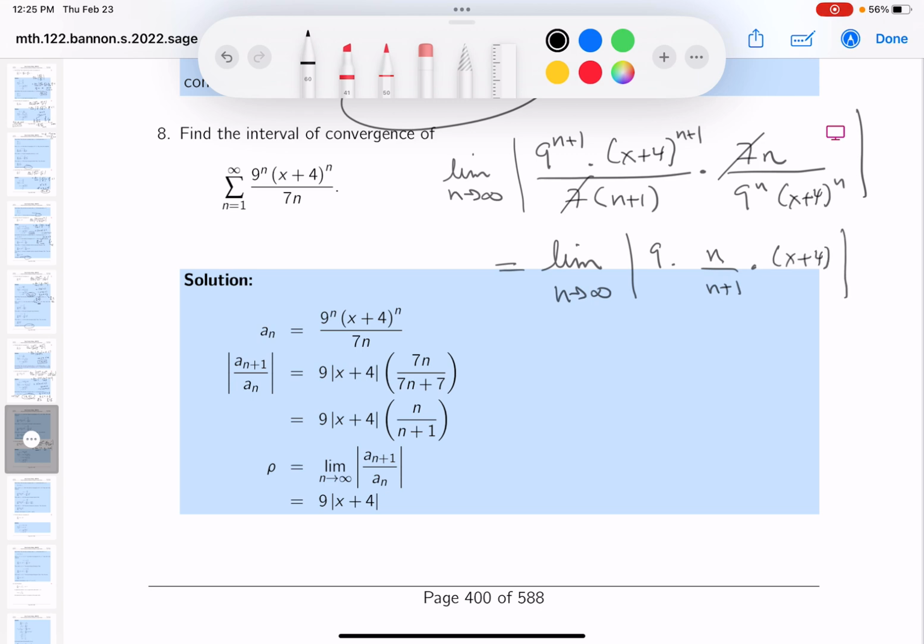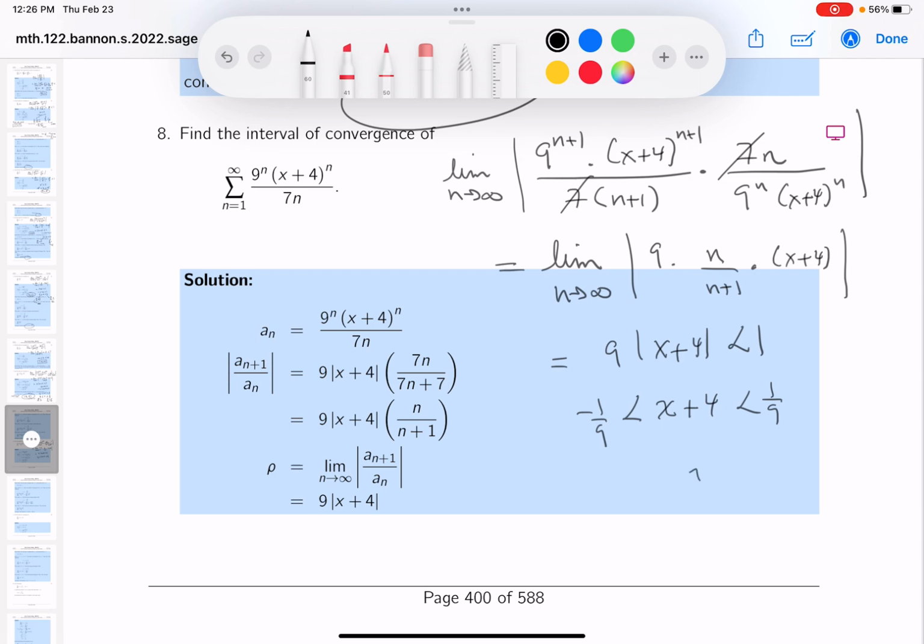All right, let's see if I did a good job there. Yeah, I did okay. Can I do that limit? I can. As n goes to infinity, I'm just going to get 9 times the absolute value of x plus 4, and that's got to be less than 1. So what does that mean? It means x plus 4 is between 1/9 and minus 1/9. All right? So that's almost a deja vu problem.